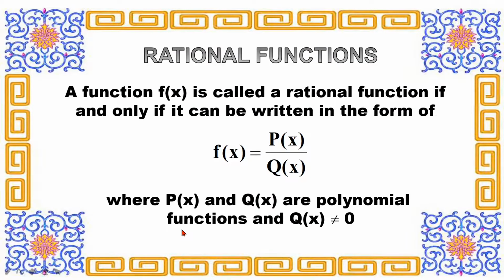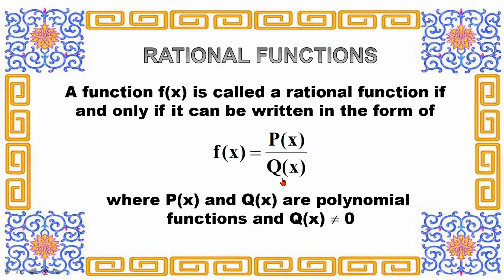Before we talk about partial fractions, let us look at rational functions. The reason why we need to do partial fractions is that we have rational functions which we are going to use in our calculation, so we want to simplify these rational functions. Rational functions are functions that have polynomials in the numerator and the denominator, and the polynomial Q(x) in the denominator cannot be 0.